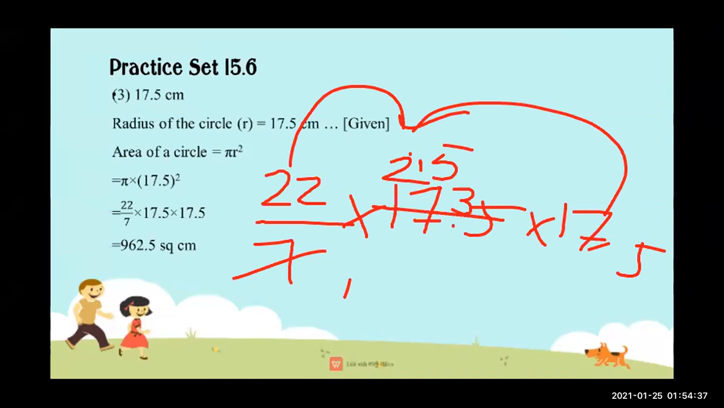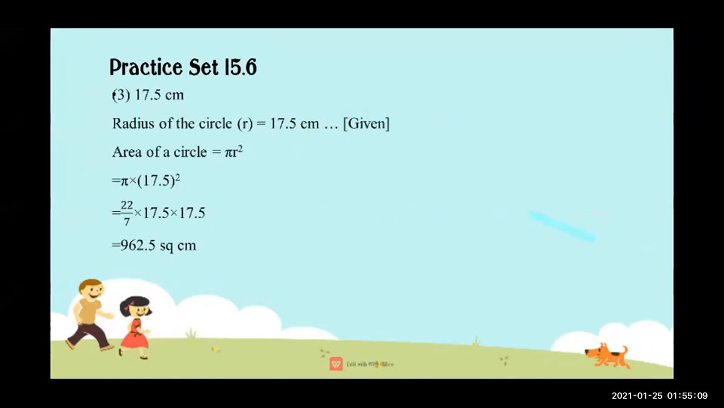That is 962.5 square centimeters. You see, you don't have to miss the square centimeter. It also carries half marks. So if you have missed writing square centimeter, half a mark will be deducted from the 2 marks sum. So here the answer you have to write is 962.5 square centimeter. I hope everyone understood the second sum also.